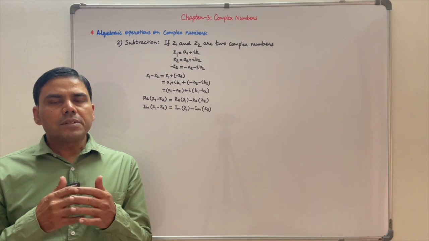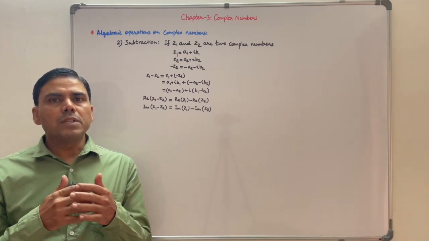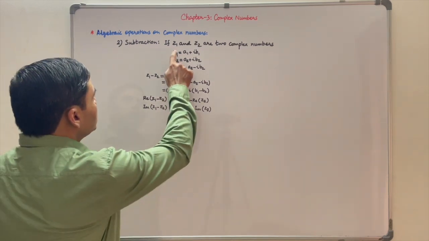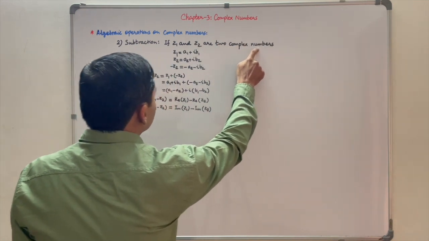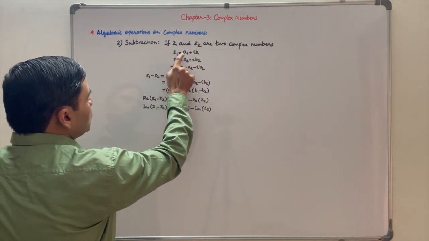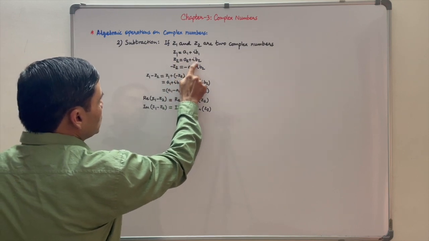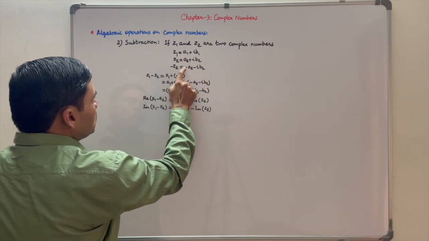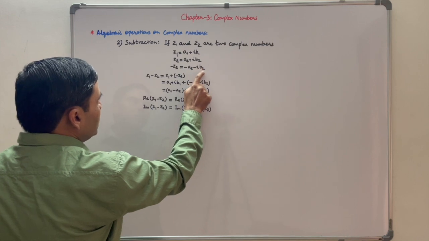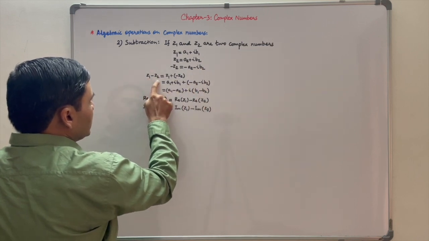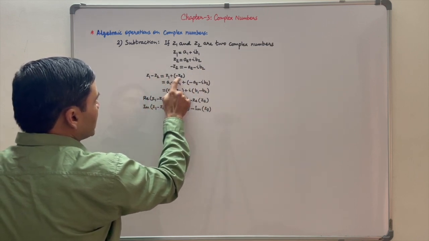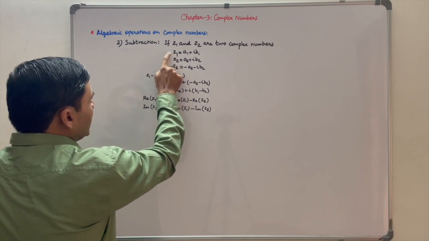Now let us see subtraction of one complex number from the other. Suppose z1 and z2 are two complex numbers, such that z1 is equal to a1 plus ib1 and z2 is equal to a2 plus ib2. So minus z2 is equal to minus a2 minus ib2. z1 minus z2 can be written as z1 plus in bracket minus z2. Now we will add these two.